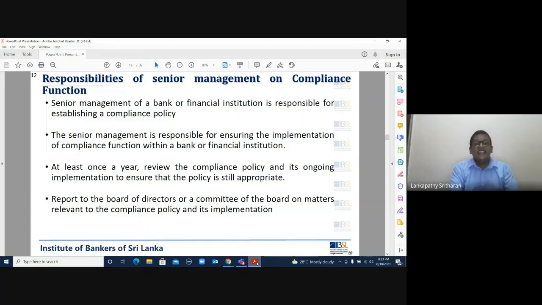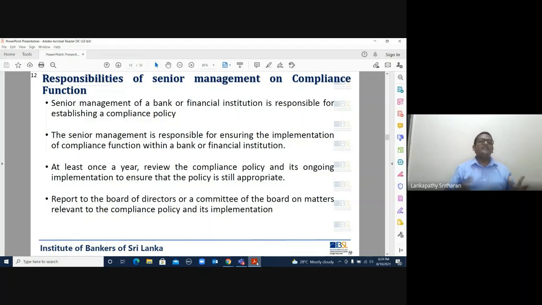The second one is that senior management is responsible for ensuring the implementation of the compliance function within a bank and finance institution. Even though the board of directors has the ultimate responsibility, they can't directly implement this. The implementation part will be done by senior management, it may be the centralized compliance department, but senior management is responsible, and they have to ensure that compliance risks are managed in a proper way, and the compliance function is properly implemented in the bank and finance institution. At least once a year, they review the compliance policy and its ongoing implementation to ensure the policy is still appropriate.